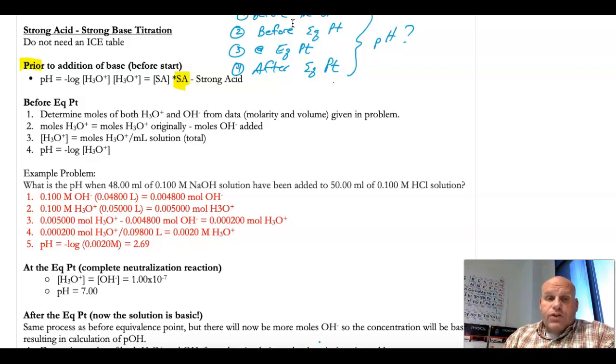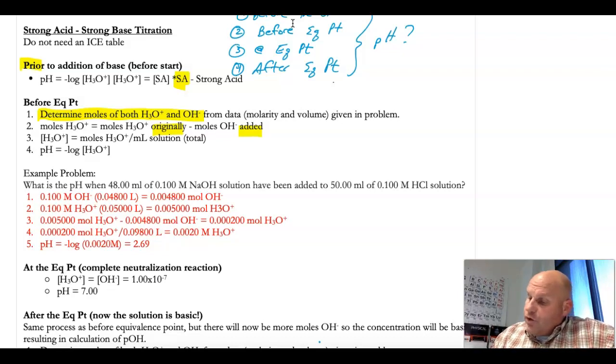we're working in moles, so I would be given data that would allow me to determine moles of both the H3O plus and the OH minus. They'll give me molarity and volume. I can determine the moles of both. Now I want to subtract the difference, and since it's before the equivalence point, I'm going to have more moles of H3O plus. So my moles of H3O plus originally will be greater than the moles of OH minus I've added at that point, which means that my difference will be the moles of H3O plus I have.